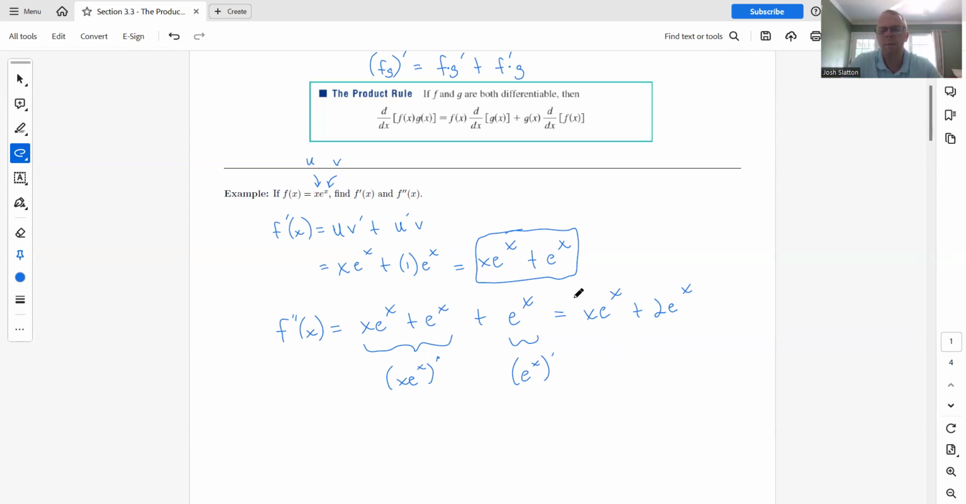I think, well, yeah, that we'll leave it like that. We could factor out an e to the x, but we don't really need to do that. But that's the idea. So identify the two functions that are being multiplied together, take the derivative of one, hold the other constant, and then take the derivative of the other and hold the first one constant. So we'll do one or two more here.